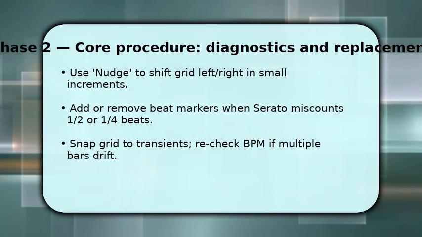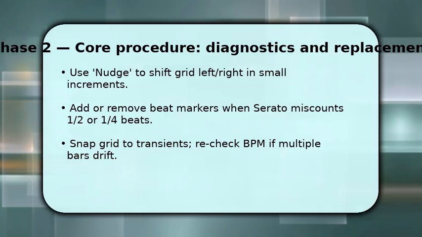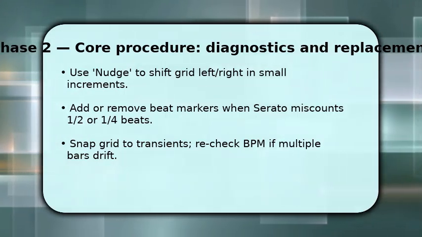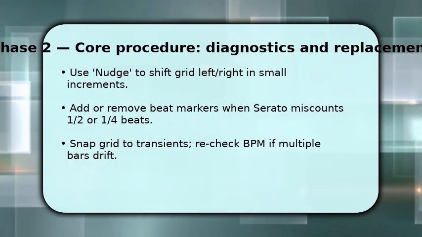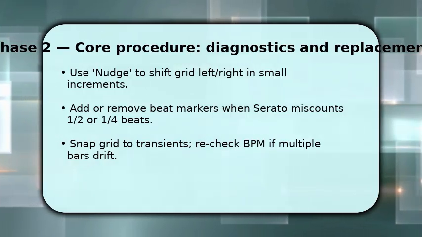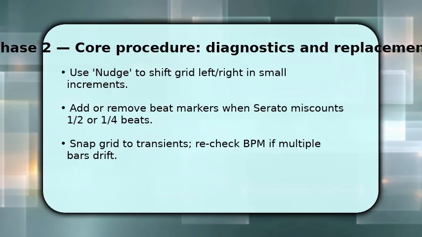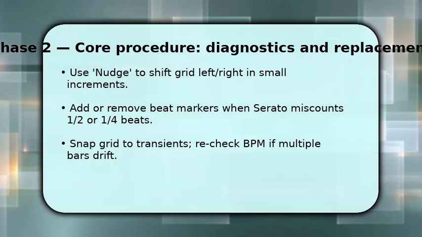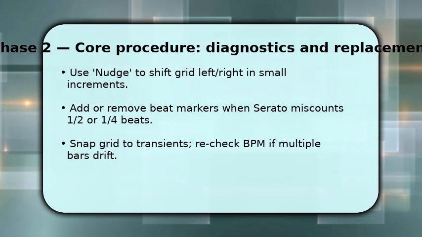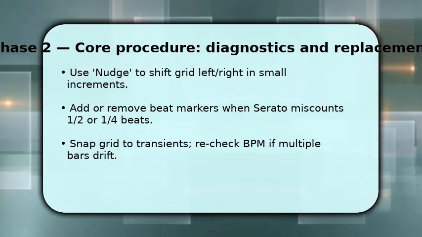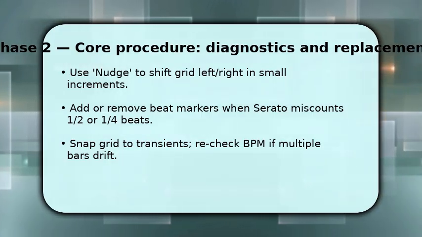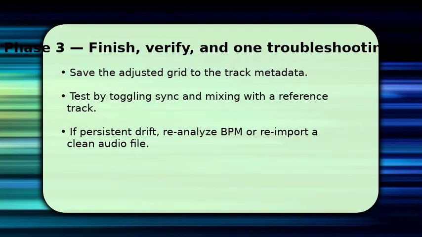If Serato miscounts subdivisions, add or remove beat markers to correct 1/2 or 1/4 bar errors. This prevents drift. You should also verify the BPM if multiple measures start to slip, because an incorrect BPM will make repeated nudging ineffective. Once done, play through and make small adjustments until finished, then save the corrected beat grid so the metadata persists across sessions.